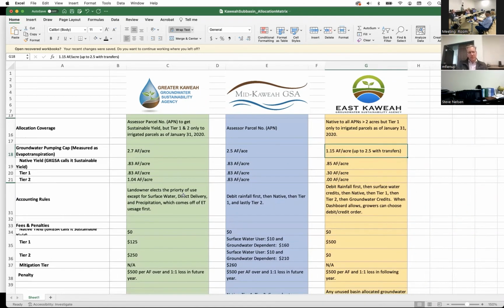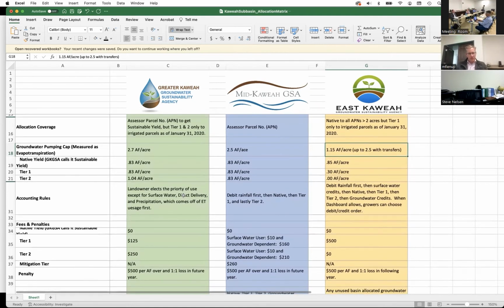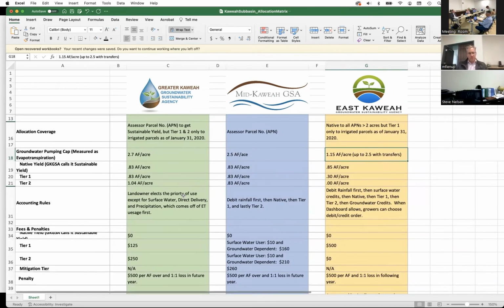There have been a lot of questions on the Mid-Kaweah and that mitigation tier. What is it, what does it allow, and what does it not allow? So for everybody's understanding, on the Mid-Kaweah's mitigation block, if you go over the 2.5, there's a recognition that the landowner will pay to replace it. That means we're trying to net 0 over 2.5 over time.